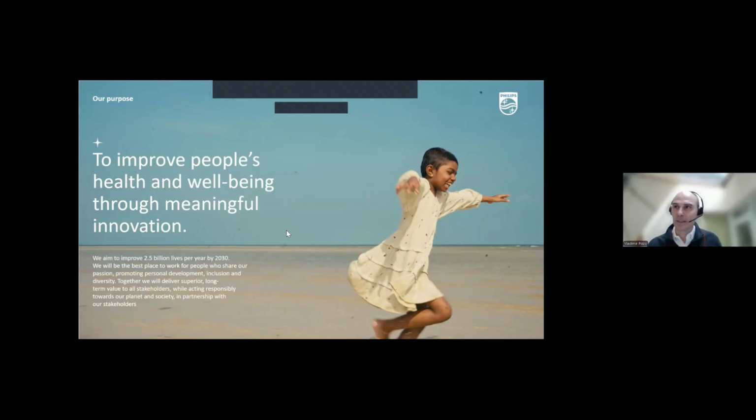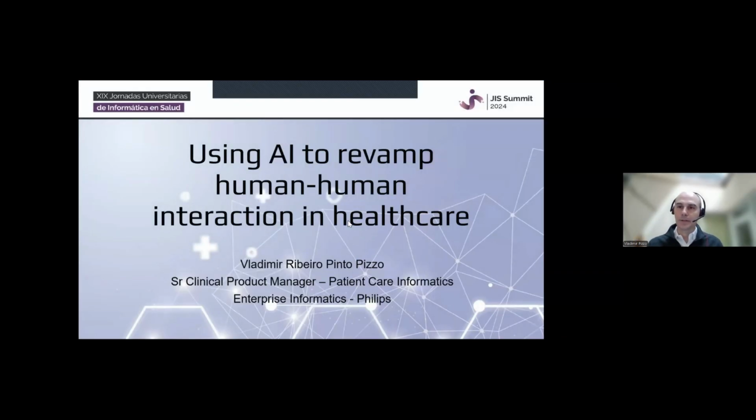Yes. Okay. So yeah, aligned with the mission of Philips, our idea is to improve people's health and well-being through meaningful innovation. As I mentioned, we have products in the market to try to address those challenges. And specifically for this talk, I will talk a bit about how we are using AI, in special Gen AI, to support and to revamp human-human interactions in healthcare.